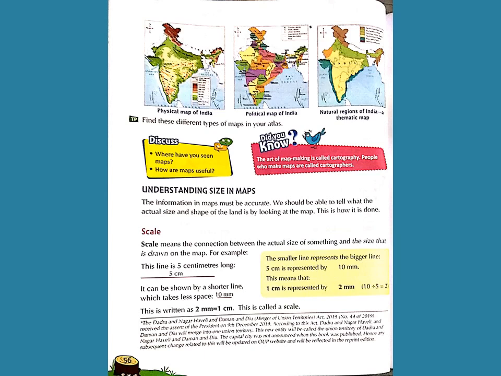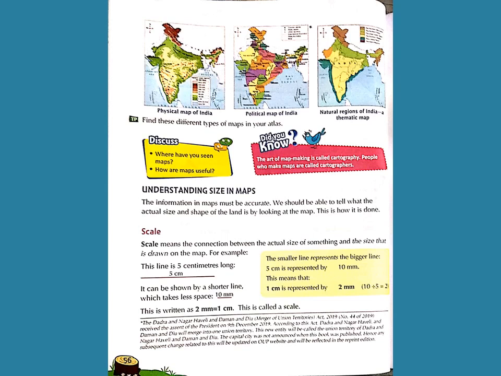Understanding size in maps. To follow a map, it is important to understand what is size. The information in maps must be accurate. We have already learned that. It must be accurate without any mistake. We should be able to tell what the actual size and shape of the land is by looking at the map. This is how it is done. There are two processes of doing this, from where you can have an actual idea by seeing the maps.